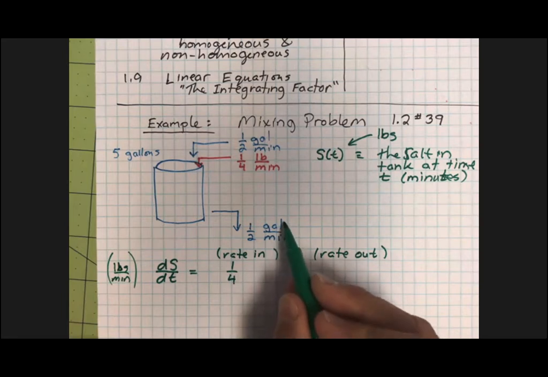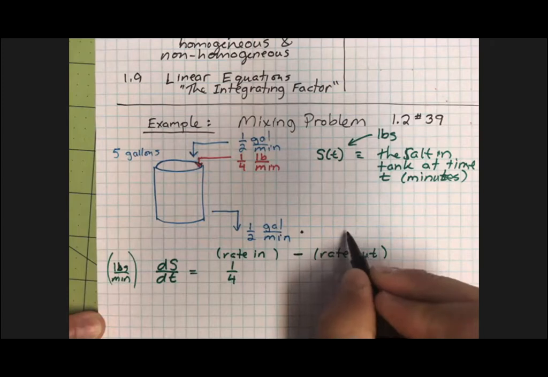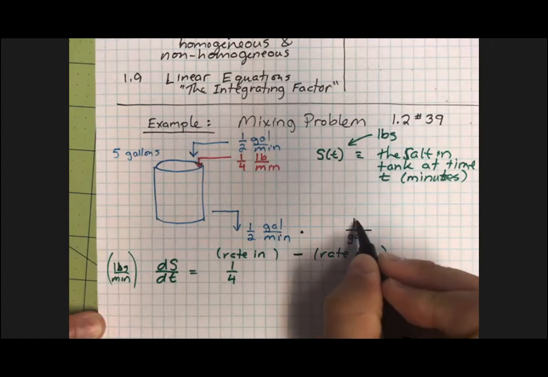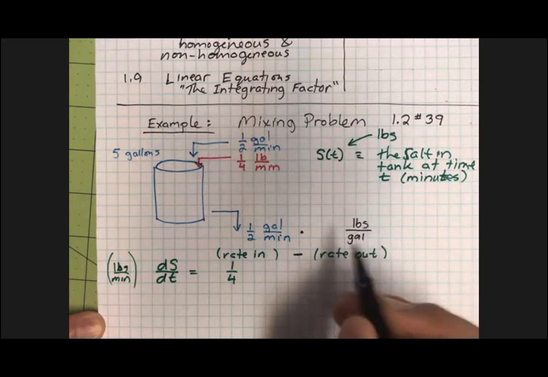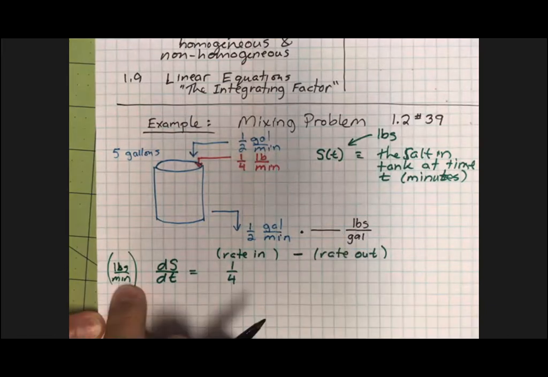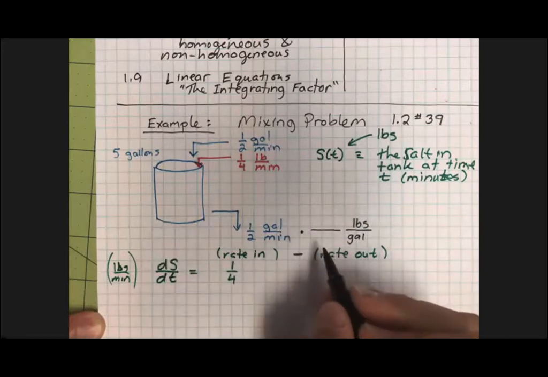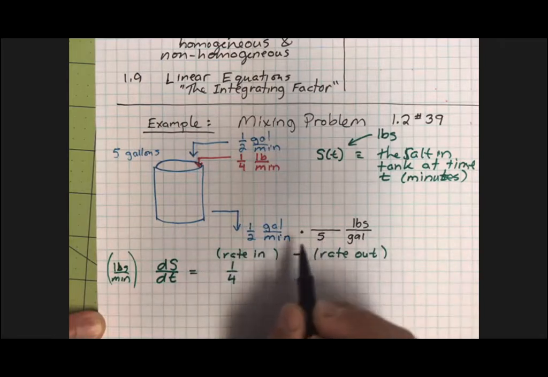What I have to do is take the gallons per minute, essentially kill the gallons and add the pounds. So how should I do that? Well, if you want to think about an elementary unit analysis kind of situation, I need to multiply by pounds per gallon, because gallons per minute times pounds per gallon will be pounds per minute. But how do I write down pounds per gallon for this problem? The gallons is not bad, because the tank has always got 5 gallons in it. So I know that the tank's volume is always 5 gallons.